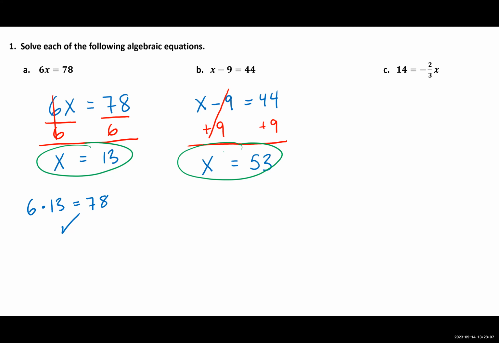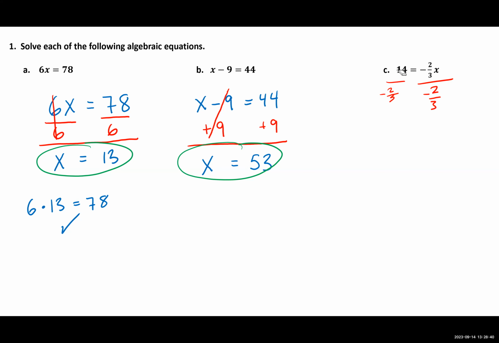Now the next one over here, we got 14 is equal to negative 2/3 times x. So this is similar to the problem in part A, where we have x times a number. So we could divide both sides by 2/3. We could divide both sides by negative 2/3 and say, okay, we'll divide the left by negative 2/3, and we'll divide the right by negative 2/3.